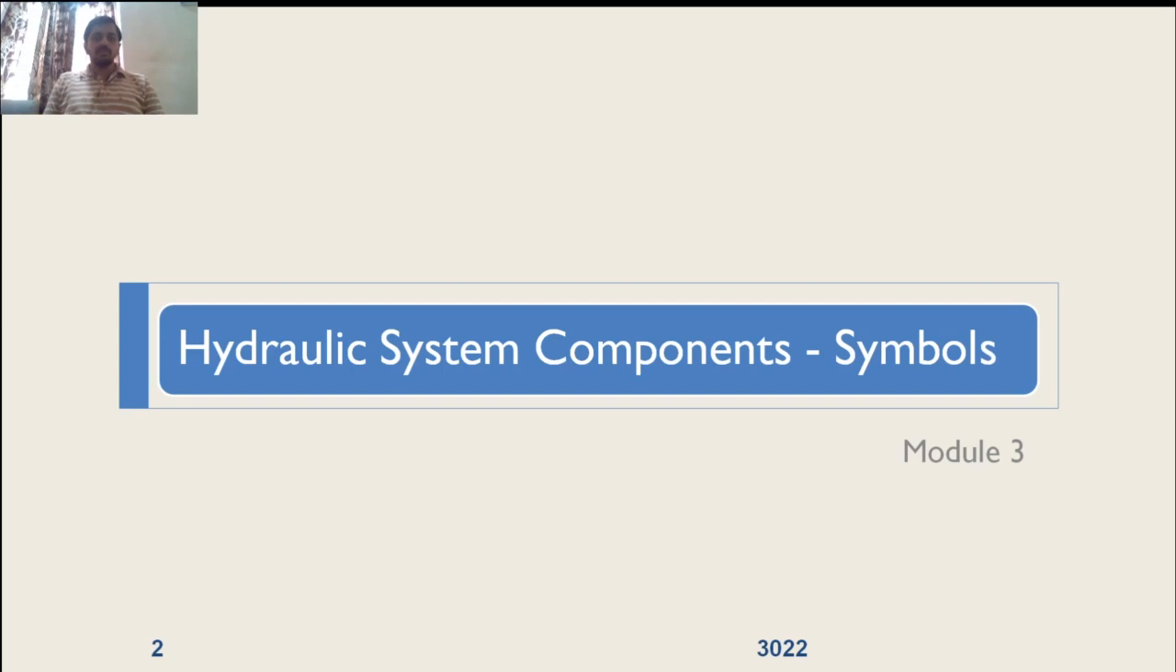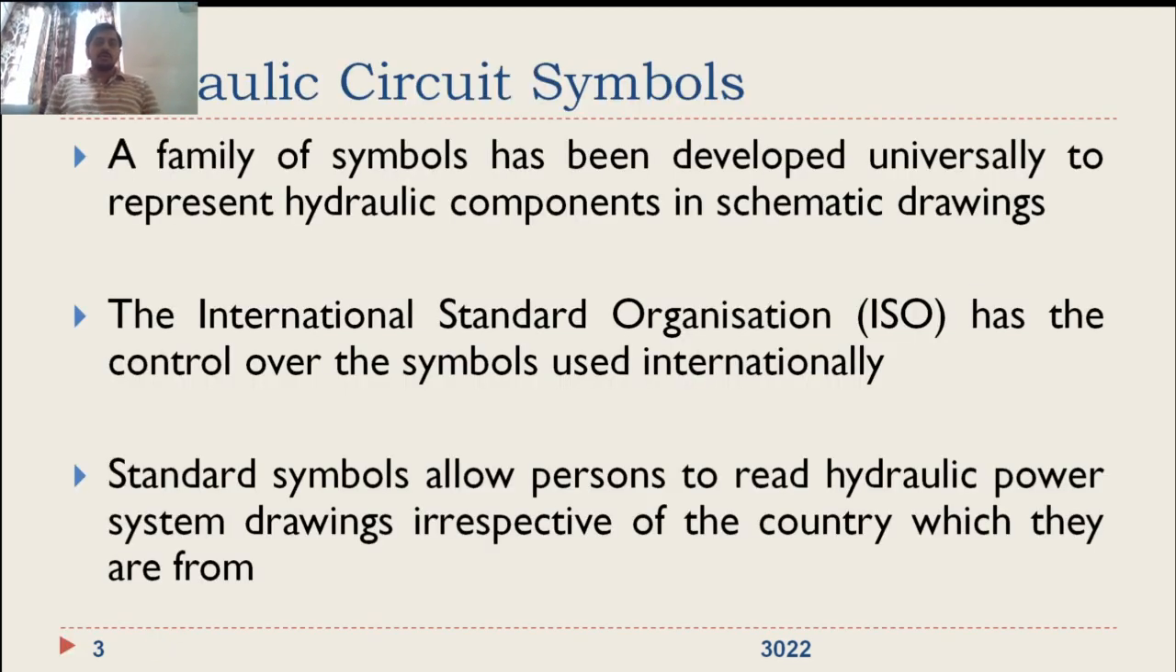So, hydraulic system components, the symbols of these components. Hydraulic component symbols are a family of symbols which has been developed universally, and it is universally adopted. Similar to how engineering drawing is the language of engineers, these symbols are universally accepted, to overcome the barrier of language. Anybody from any part of the world can read the meaning through these symbols. The International Standard Organization, ISO, has control over the symbols used internationally.